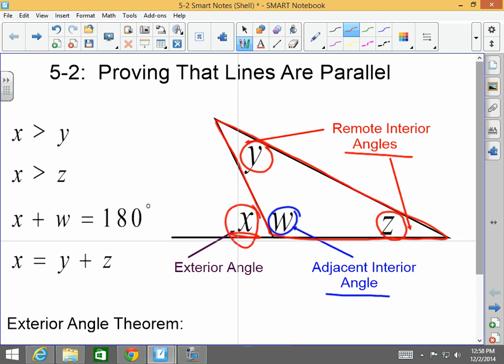It's kind of like when you're doing a search and it says, oh, it's in a remote location. That means it's not near the headquarters or it's not near your house. Remote means that it's a little bit far away. So the angle that is right next to the exterior again is the adjacent interior angle.